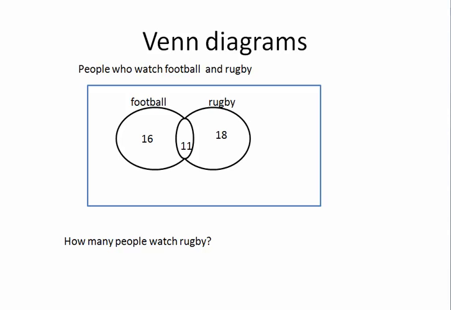Okay, here we've got a Venn diagram of people who watch football and rugby. So how many people watch rugby? So the rugby set is described by this circle, so it would be 18 plus 11, 29.